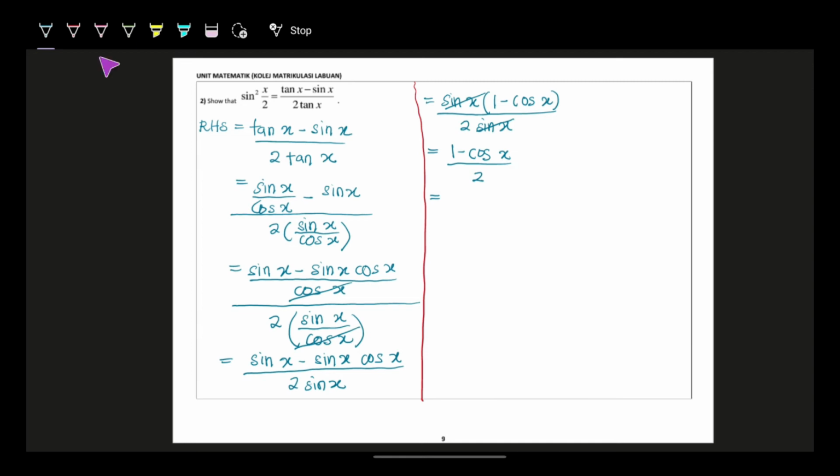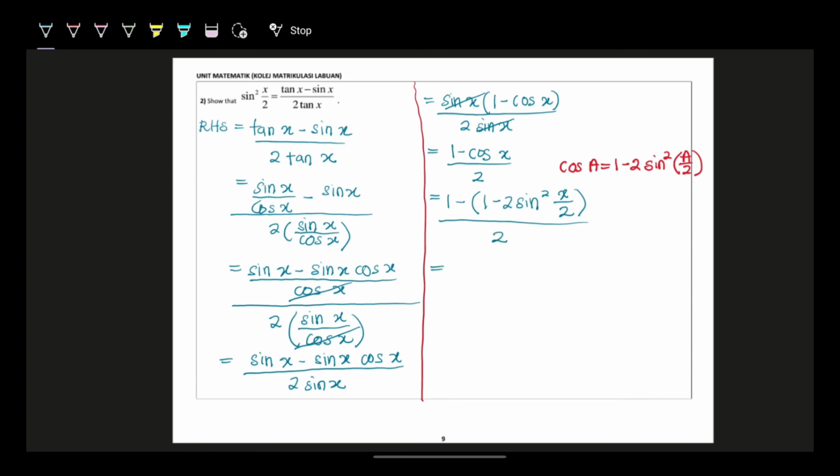So we need to use the half angle formula, which is this one: cos A equals 1 minus 2 sine squared A over 2. We need to choose the sine one because the cos double angle or cos half angle has 3 choices, so we choose this one. We substitute the cos x with this whole thing, so we will have 1 minus, 2 sine squared, and the A will become x as we have x over 2 here.